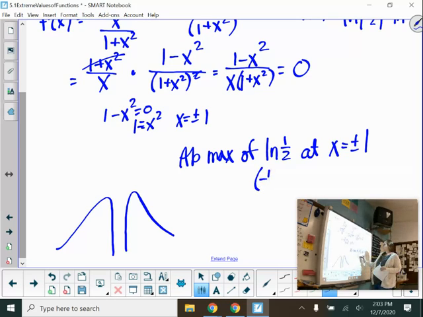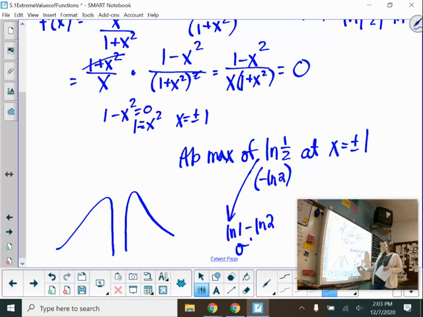Instead of natural log of 1/2, you may see that as negative natural log 2, because this is the same thing as natural log 1 minus natural log 2. The natural log of 1 is 0. So that's why it's negative natural log 2. You can see that there. This one is a little bit more involved, and again, we could do a number line to confirm that those were absolutes as well.